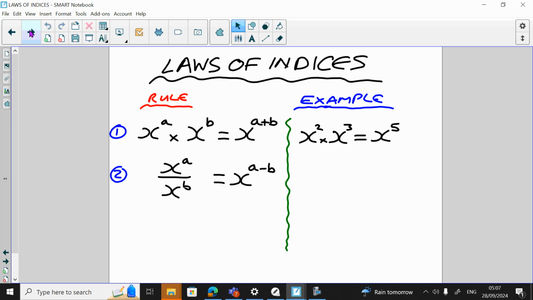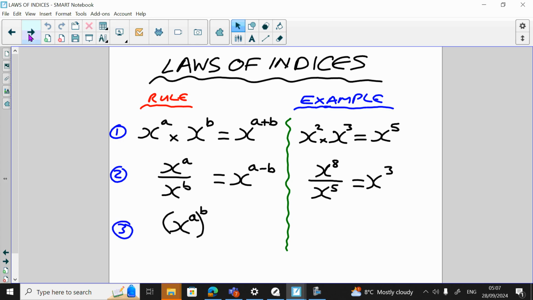Secondly, if it's the base, top and bottom is x, power will be the top, power will be the bottom. What happens here is we just have x, the base, but it's top power minus bottom power. Let's see, so x to the 8 over x to the 5. So that'll just be x to the 8, take away 5, which is x to the 3.